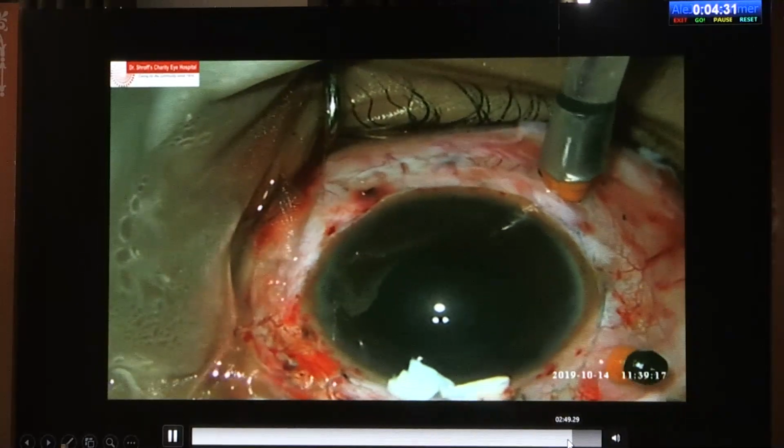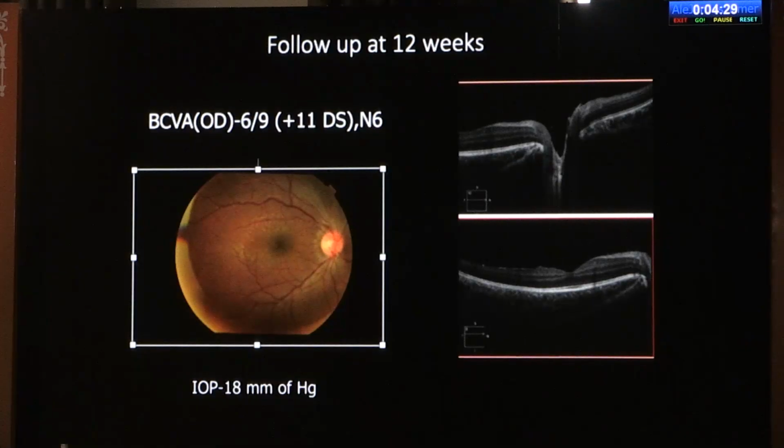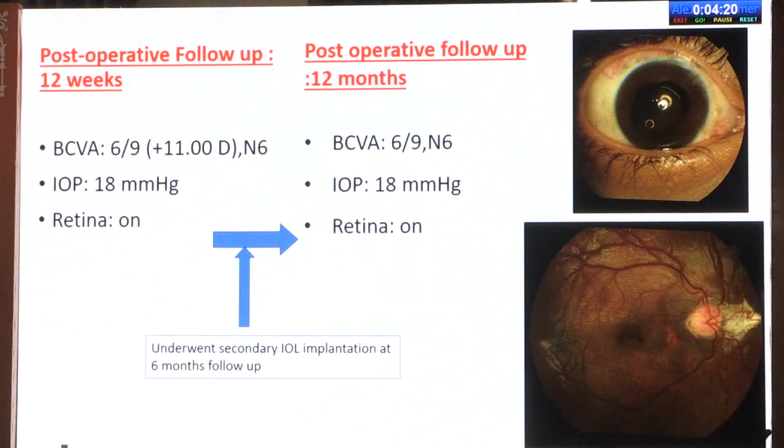Same technique which is done 360 degrees. The follow-up at 12 weeks showed a vision of 6/9 N6 with an intraocular pressure of 18 millimeters of mercury. So till now I would have done more than 20 such cases and they're all doing very well. The only flip side of this technique is that you have to sacrifice the lens to approach the ciliary area.